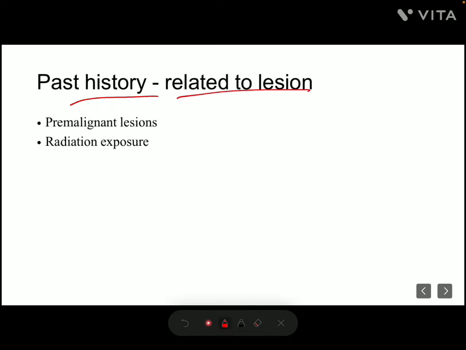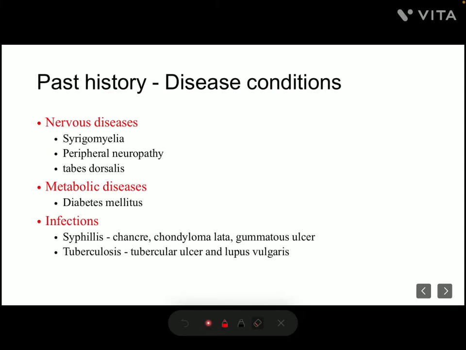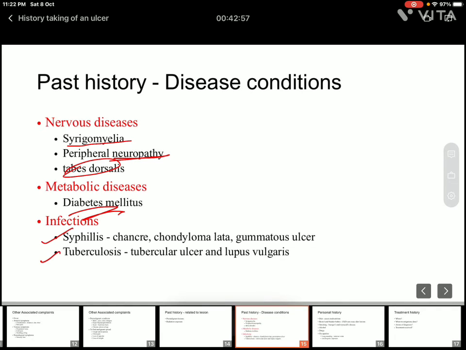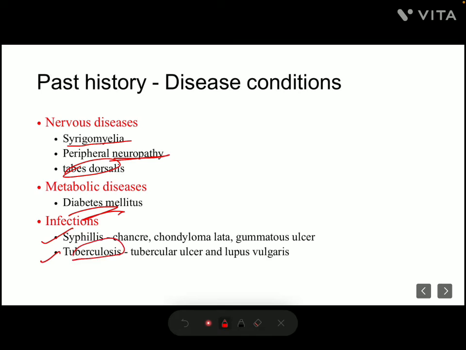Past history related to the lesion. You should ask about the past presence of premalignant lesions in the patient, and also past radiation exposure. Other past histories that you'll ask the patient about are whether he has any nervous diseases like syringomyelia, peripheral neuropathy, or tabes dorsalis, whether he has diabetes mellitus or not, and whether he has infections like syphilis and tuberculosis. As we already discussed, tuberculosis might cause tuberculous ulcers or can even cause lupus vulgaris.